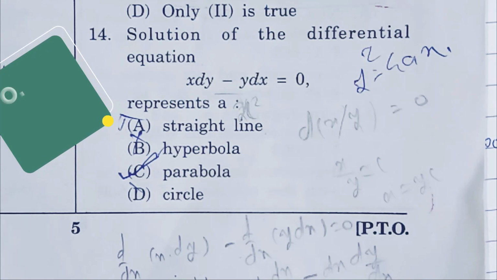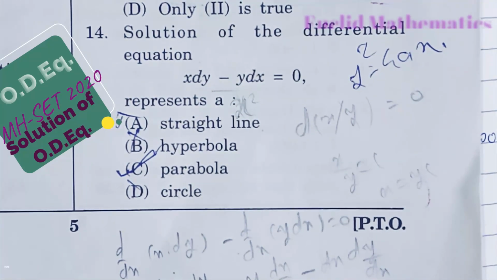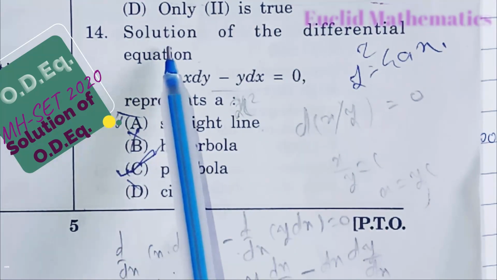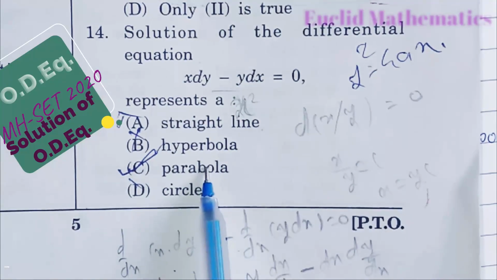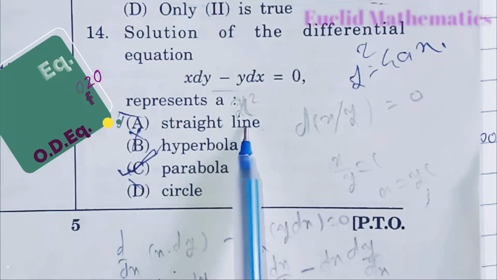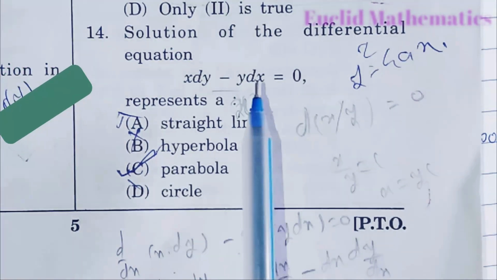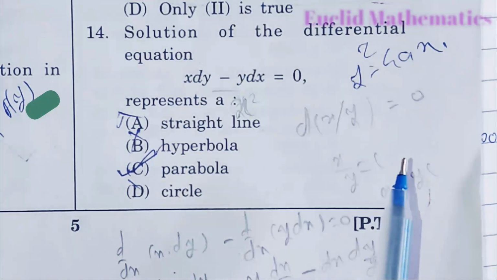Today in my video we are going to learn previous year questions from Unipune SET 2020 SET B, question number 40. We have to find out whether the solution of a differential equation is a straight line, hyperbola, parabola or circle. For that we need to know the equation of a straight line, hyperbola, parabola and circle. First, we have to find the solution of our differential equation. Now let's go for the solution of the differential equation.